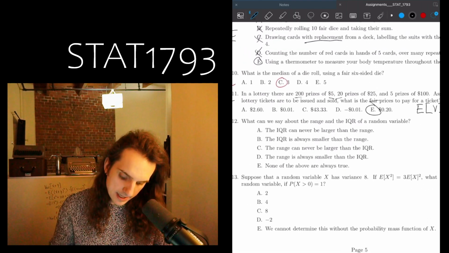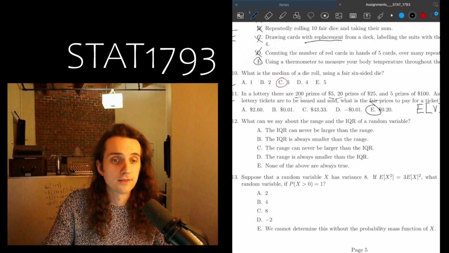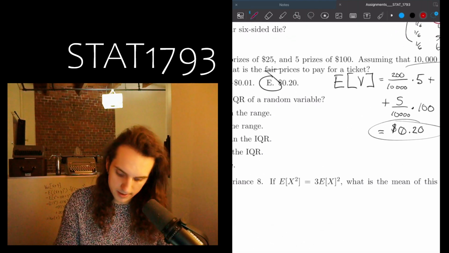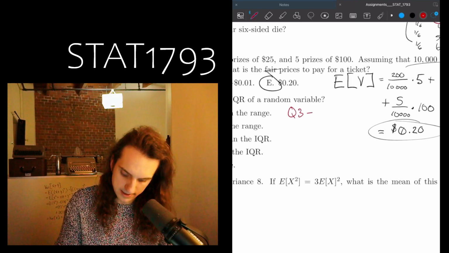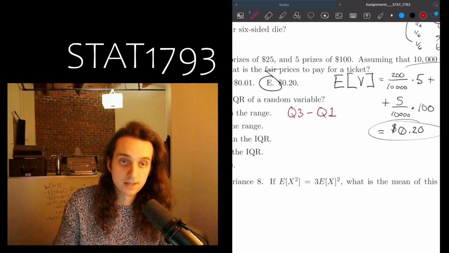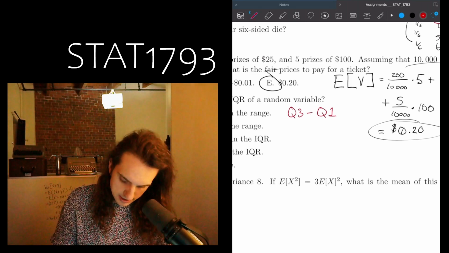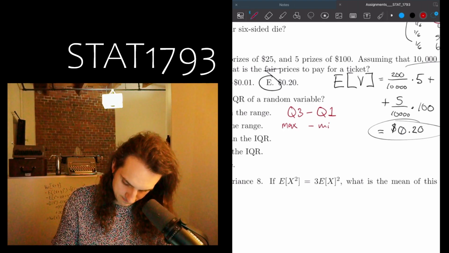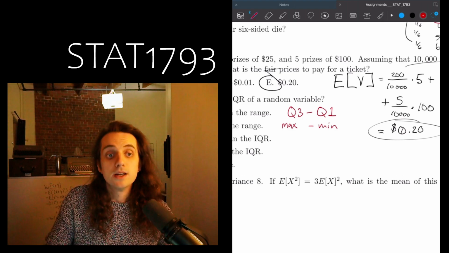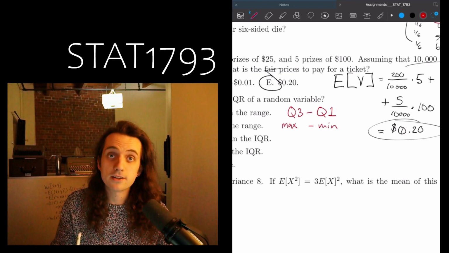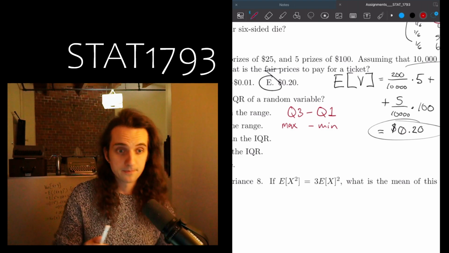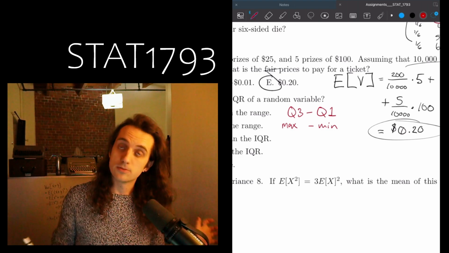Question 12. What can we say about the range and the IQR of a random variable? Well, let's think about this for a minute. The IQR is going to be Q3 minus Q1, and the range is going to be the max minus the min. Now, Q3 is a point in our data, and Q1 is a point in our data. The max and the min are also points in our data.